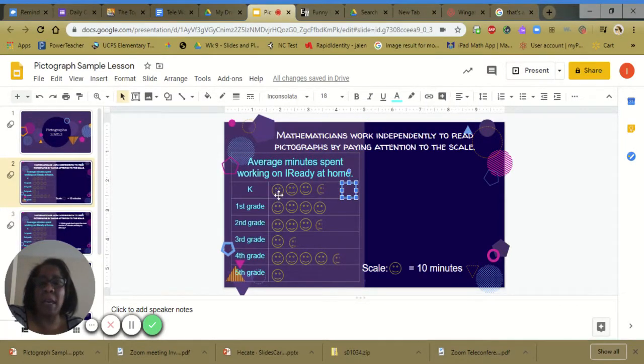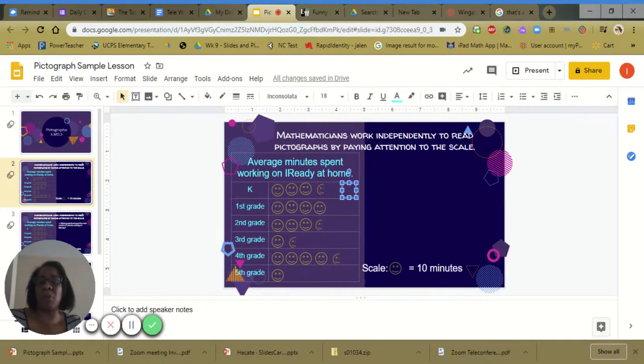So again, remember, each smiley face is worth 10 minutes spent on iReady. So we have 1, 2, 3 smiley faces. We could say 3 times 10, or we could say 10, 20, 30. But wait a minute. This is not an entire or complete smiley face. This is only half a smiley face. So now we have to think of what is half of 10.